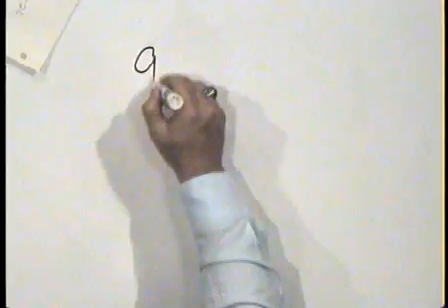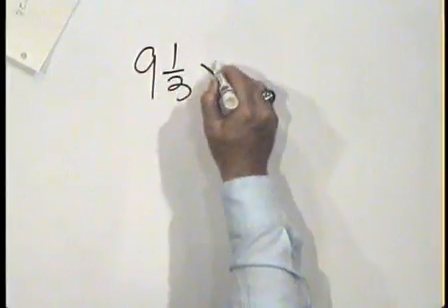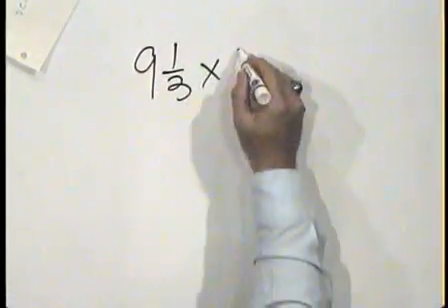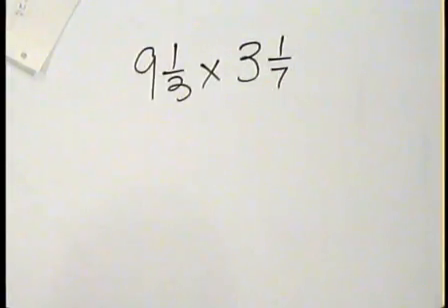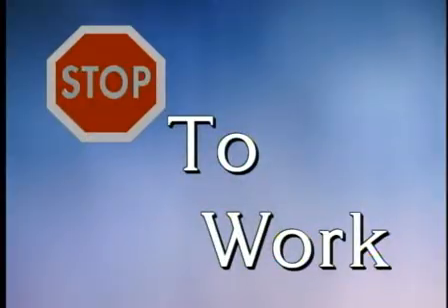Okay, the next problem is 9 1/3 times 3 1/7. Again, same process, work the problem, then turn the tape back on and we'll go over it together.